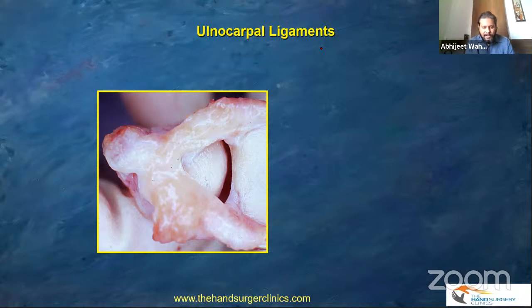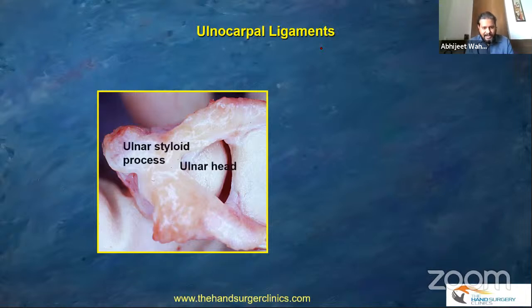Now, all these ligaments that we talked about stabilize the radioulnar axis. We also have ligaments or structures imparting stability to the ulnocarpal axis, and these are the ulnocarpal ligaments.